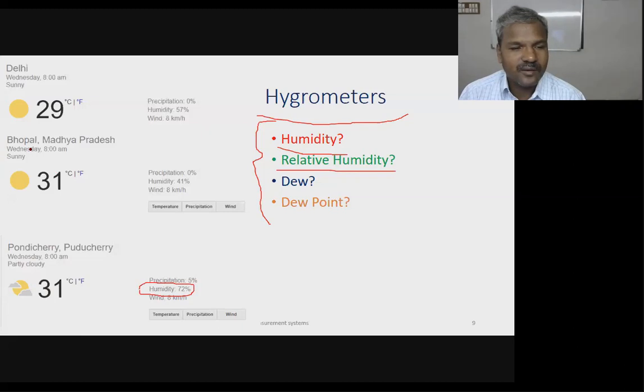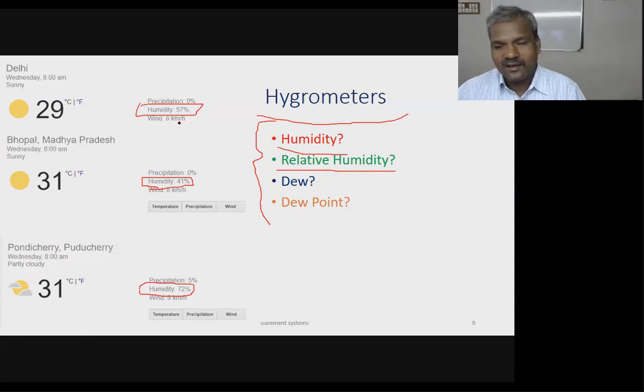You go to Madhya Pradesh, the humidity is 41%, the amount of vapor present there. If you go to Delhi, it is 57%. You see, Madhya Pradesh is exactly in the middle of our India, the middle portion.